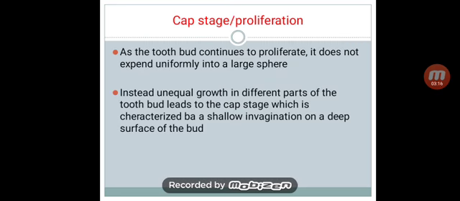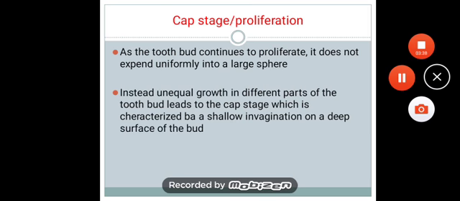Now, the second stage of tooth formation is cap stage. After the bud stage, the tooth does not expand uniformly into a large sphere. Instead, unequal growth in different parts of the tooth bud leads to the cap stage, which is characterized by a shallow invagination on the deep surface of the bud.